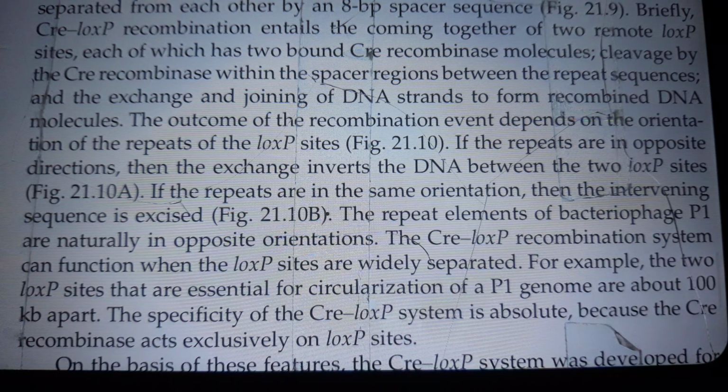The outcome of the recombination event depends on the orientation of the repeats of the LOXP sites. If the repeats are in opposite directions, then the exchange inverts the DNA between the two LOXP sites. If the repeats are in the same orientation, then the intervening sequence is excised. The repeat elements of bacteriophage P1 are naturally in opposite orientations. The KORAH-LOXP recombination system can function when the LOXP sites are widely separated.